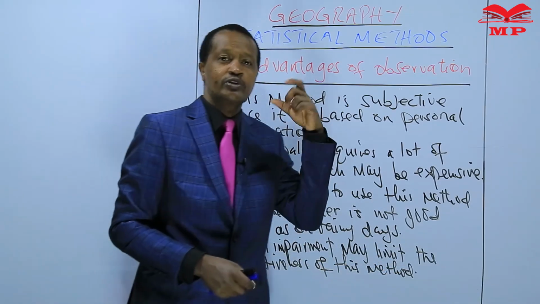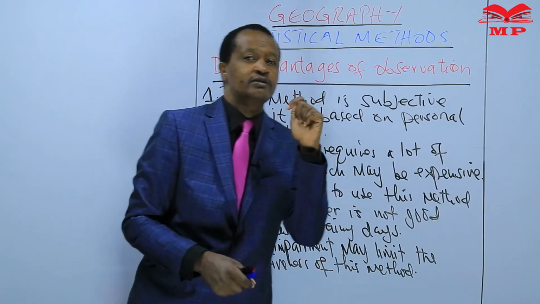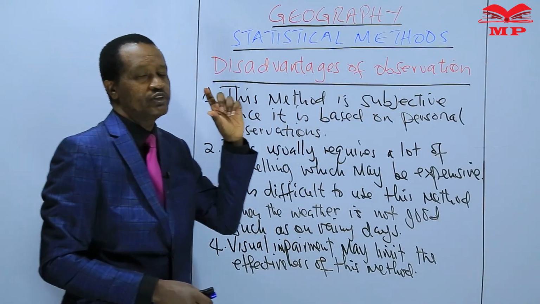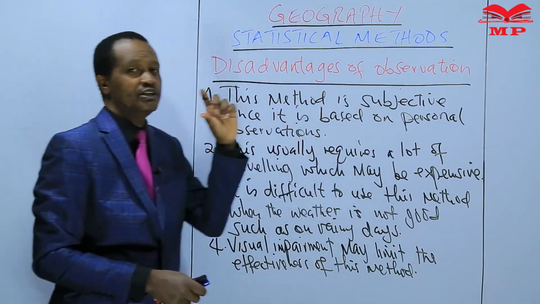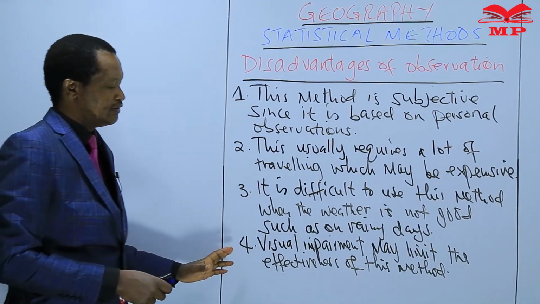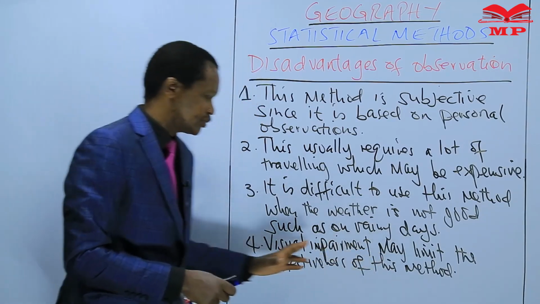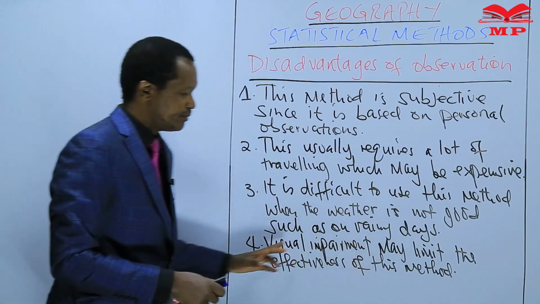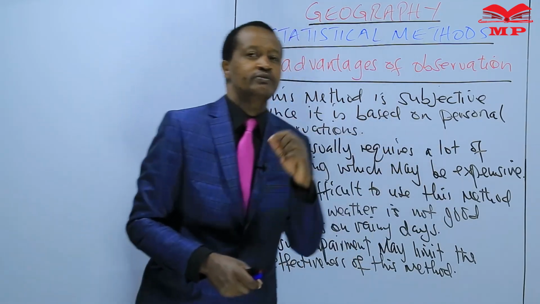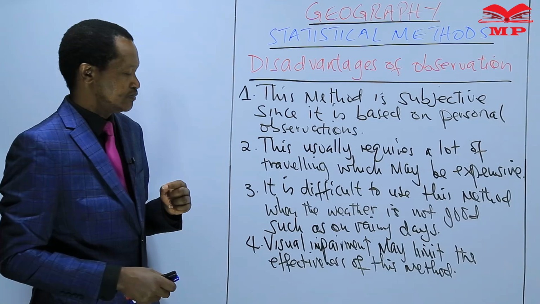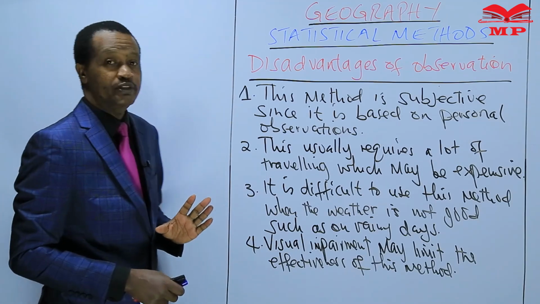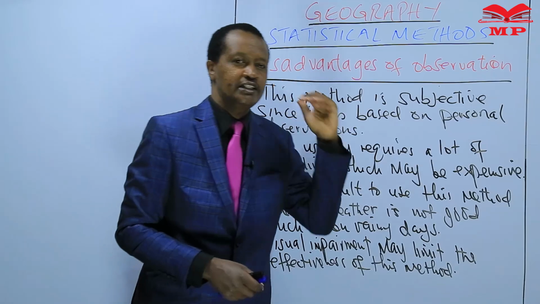because the researcher is relying on his or her eyes to collect first-hand data, because the researcher has to record what he sees. But if the researcher is not able to see clearly, then we say that researcher is being affected by what we are calling visual impairment. Being unable to see clearly may limit the effectiveness of the observation method. So these are four disadvantages of observation as a method of collecting data.